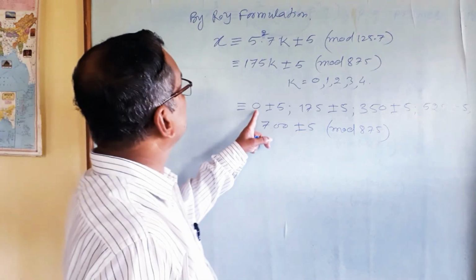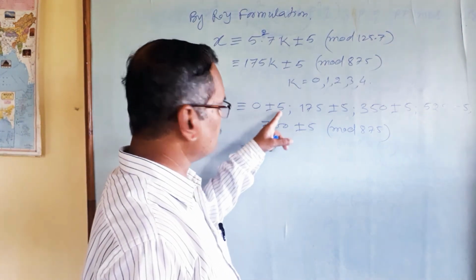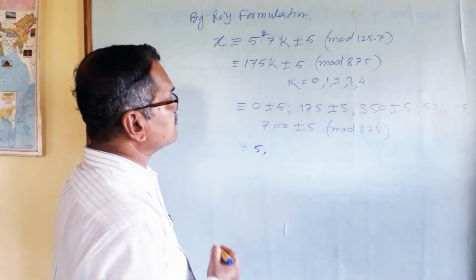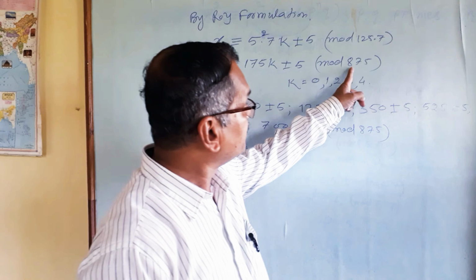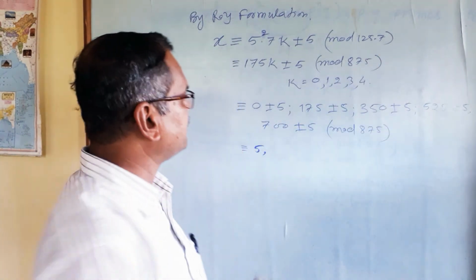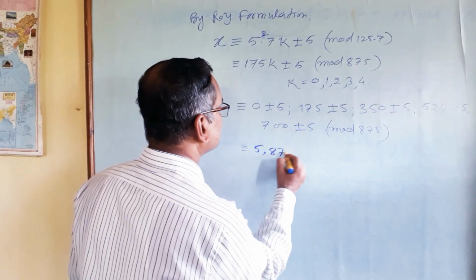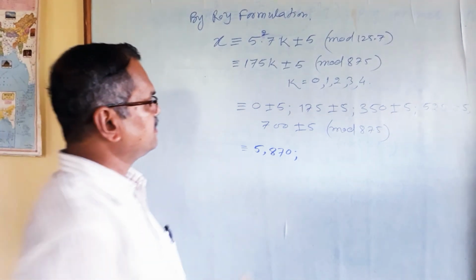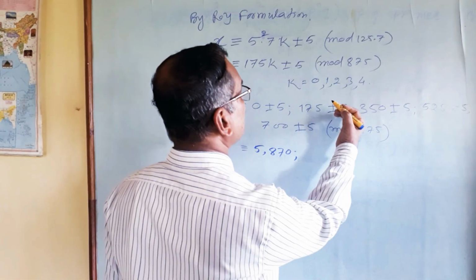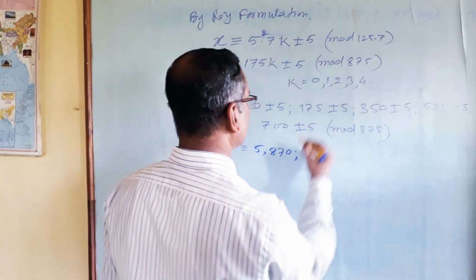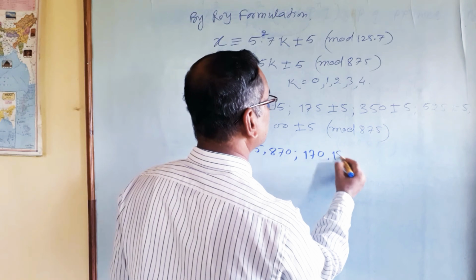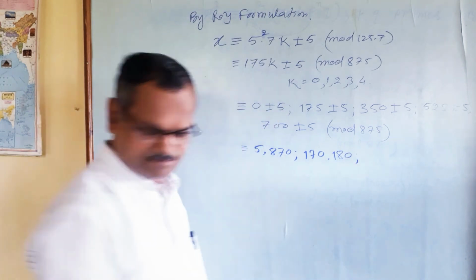Now, here 0 plus minus 5. Plus minus 5 means 1 is 5. There is minus 5 means 875 minus 5. That is 870. Then 175 minus 5 and 175 plus 5 means 170 and 180.